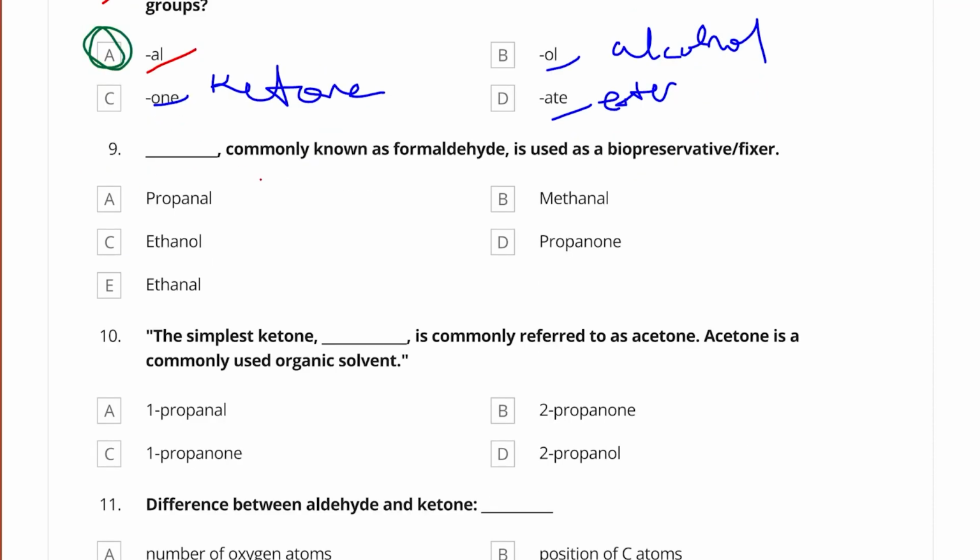Question 9. Blah, blah, blah, commonly known as formaldehyde, and is used as a preservative or fixer for formaldehyde. So we should look for an aldehyde.